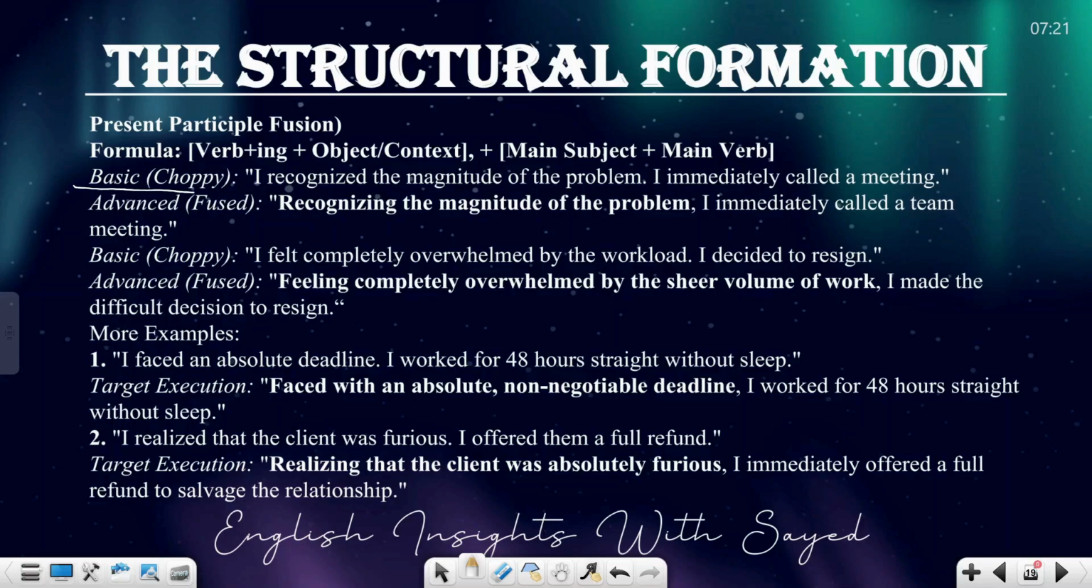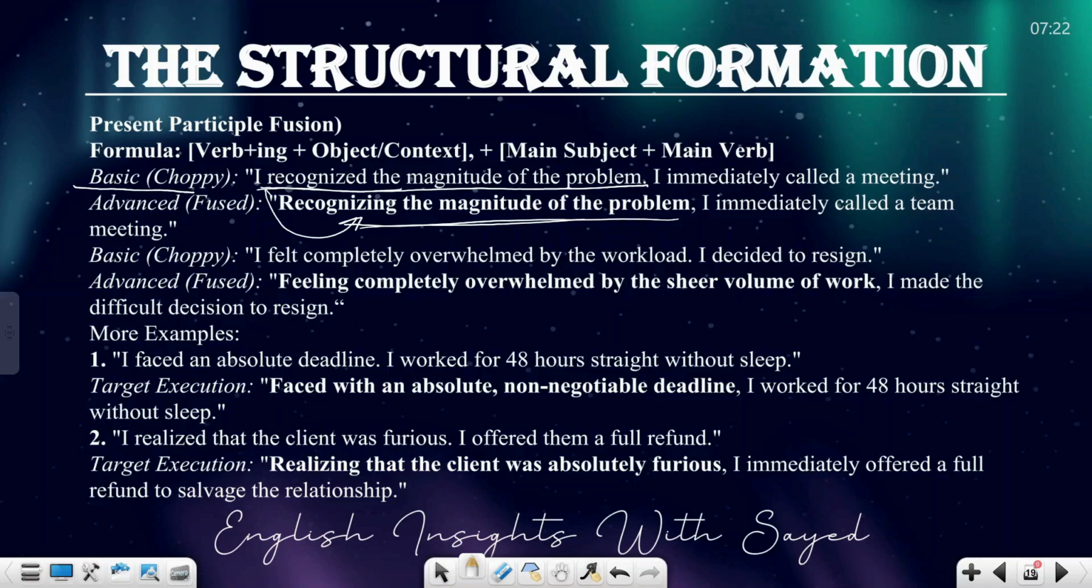The choppy version: I recognize the magnitude of the problem and I immediately called a meeting. These are two different sentences. So how could you fuse them? Combine it: recognizing the magnitude. See what I did? I have just made it a participle phrase, making it the -ing form. I have turned the clause into a phrase. So: recognizing the magnitude of the problem, I immediately called a team meeting.